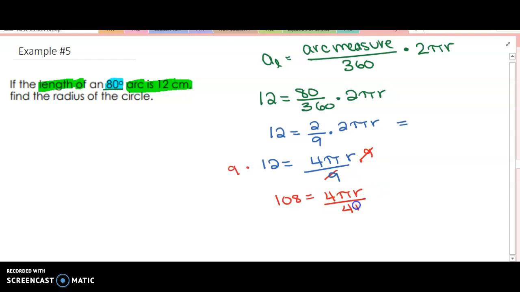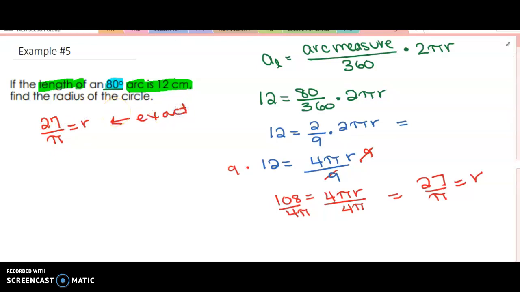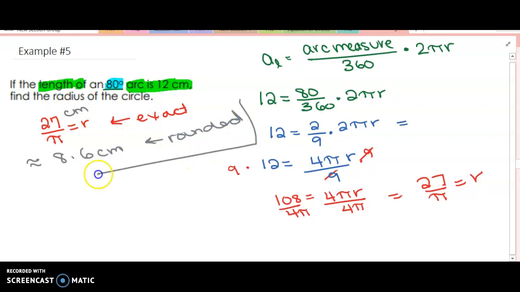So divide by 4 pi, divide by 4 pi. This gives me 27 over pi equals r. Okay, so if I want exact, I would say 27 over pi equals r. That is exact. And if I put it in my calculator, I get, rounded, roughly 8.6, and that should be centimeters. That'd be rounded.